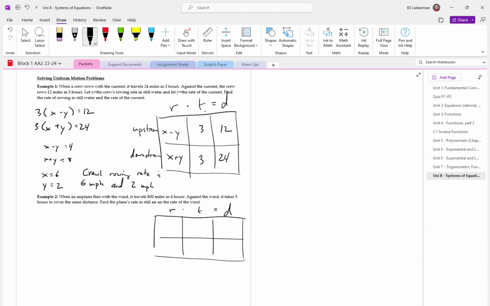You do define your variables. I would expect that on a test or a quiz. We didn't on the last one because they defined them for us.